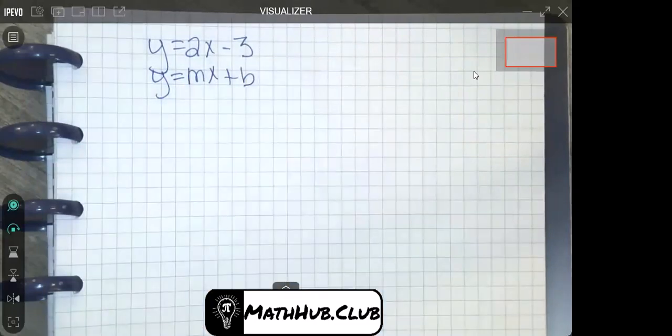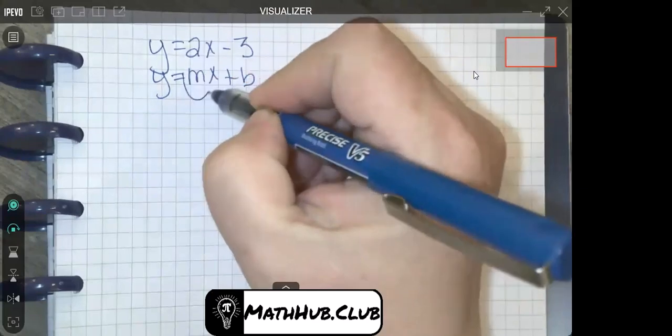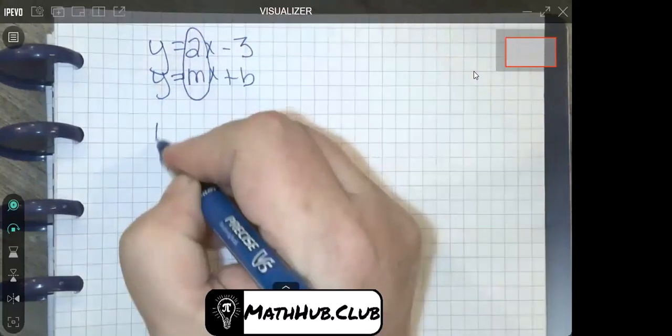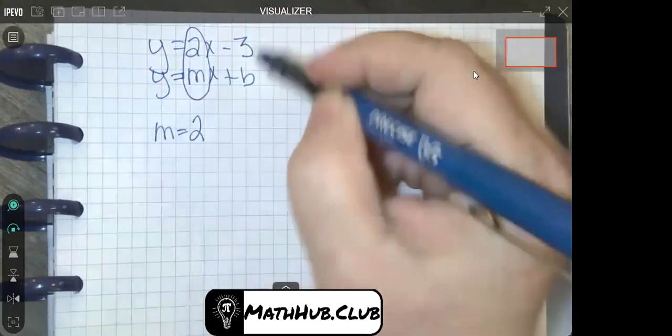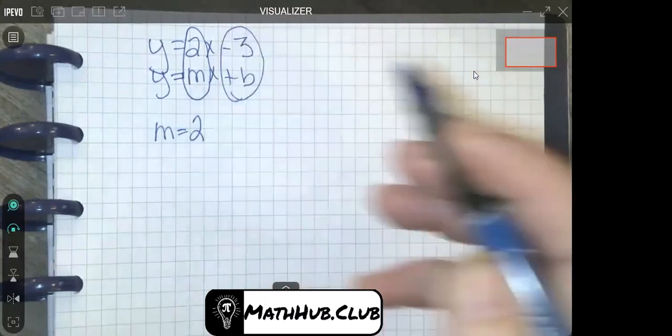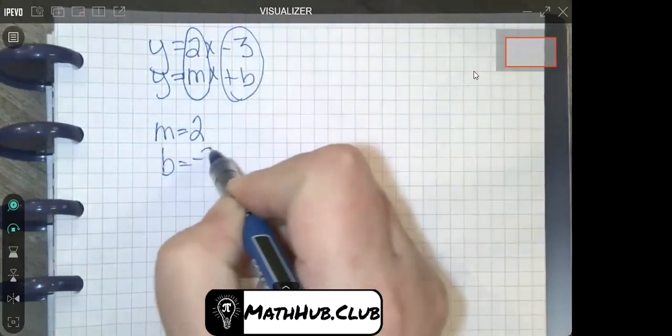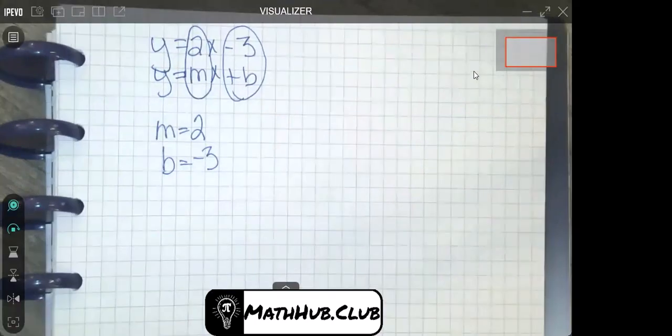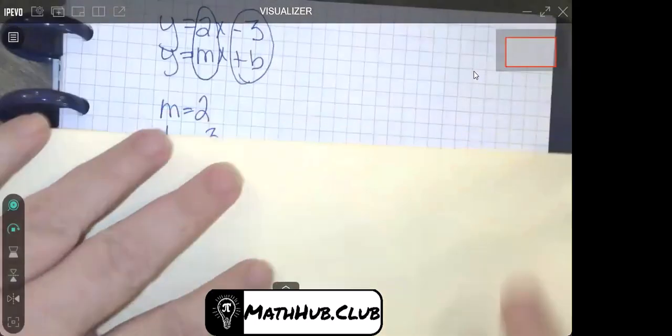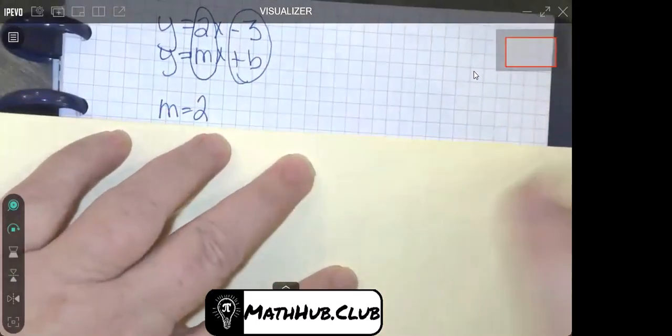Now, what I love about this is right away, we just circle straight up, and that's my slope, which is 2. And we circle straight up, and there's my y-intercept, -3. What we're going to do next is take our straight edge, and we're going to create a graph.